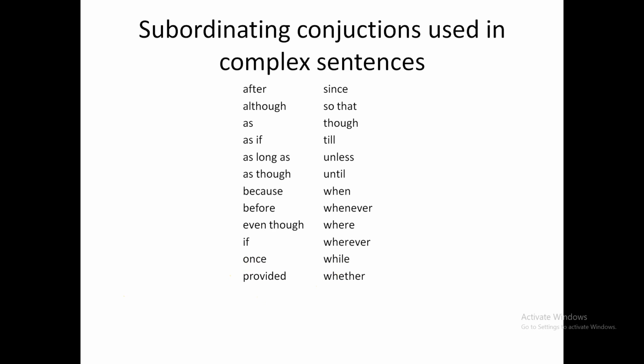So these are the words that can be used as subordinating conjunctions, and the clause which begins with these words is a subordinating clause or supportive clause. So we can easily identify whether a clause in a sentence begins with these words; such a clause is said to be a subordinating clause in a complex sentence.